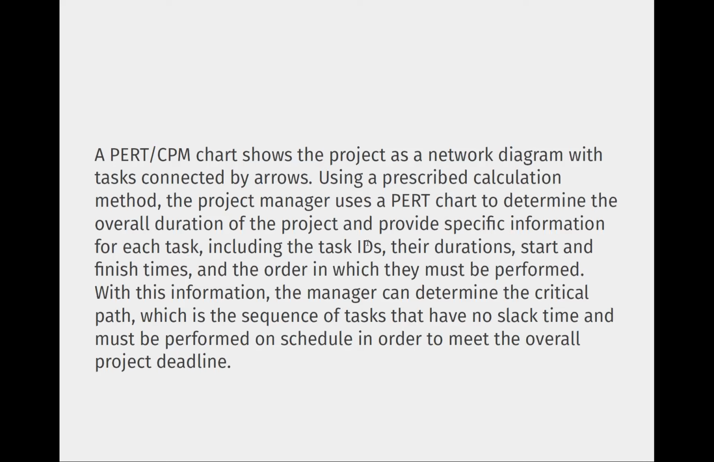Now, a PERT chart or CPM chart shows the project as a network diagram, tasks connected by arrows. Using PERT calculations, the project manager uses the PERT chart to determine the overall duration of the project and provide specific information for each task, including the task IDs, their duration, start and finish time, and the order in which they must be performed. With this information, the manager can determine the critical path, which is the sequence of tasks that have no slack time and must be performed on schedule in order to meet the overall project deadline.